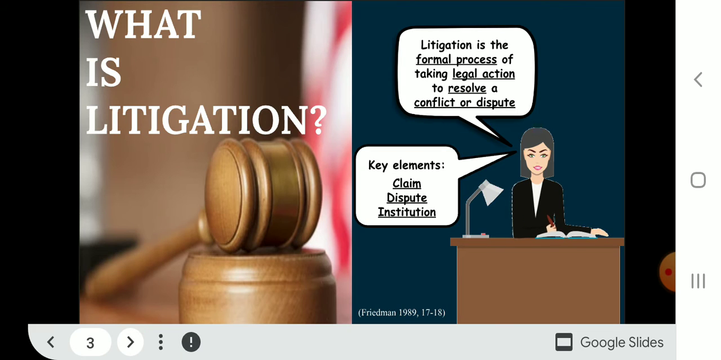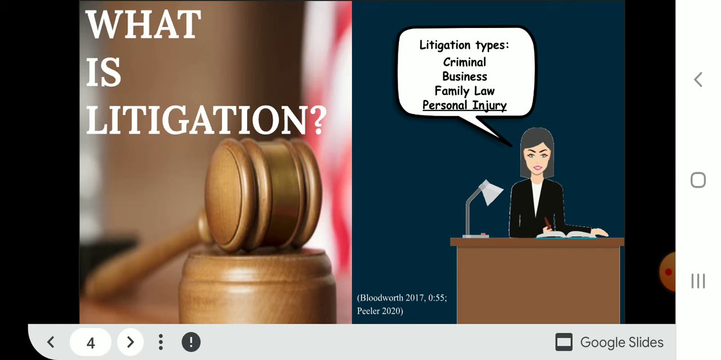First and foremost, what is litigation? Litigation is the formal process of taking legal action to resolve a conflict or dispute. Some key elements involved in litigation are a claim, which is an active attempt to attain some valued end result, a dispute, which is a conflict or a resistance to the initial claim filed, and an institution, which is basically the court as a system to resolve the dispute or conflict.